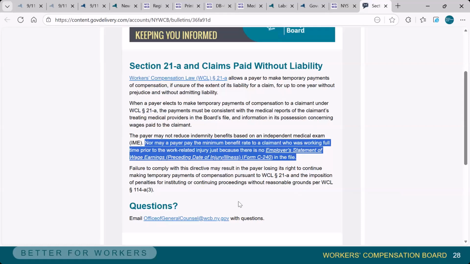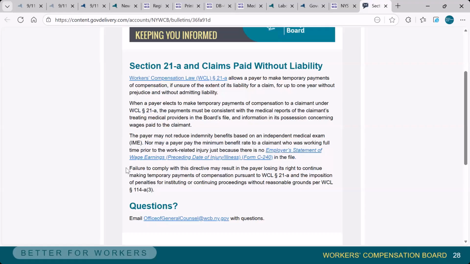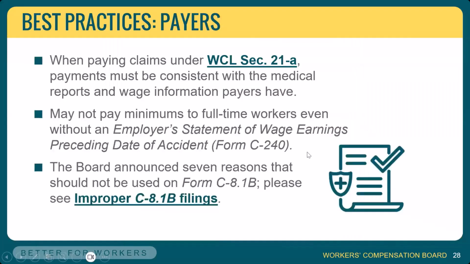And then finally, what we're highlighting here: you may not, repeat, may not reduce the benefits based on an IME. So if you have a treating provider who says 100% disabled and an IME who says 0%, you have to pay 100%. You can't change the benefit based on an IME while it's in 21A. If it's not in 21A, different rules apply. But while it's in 21A, this is what you have to do.